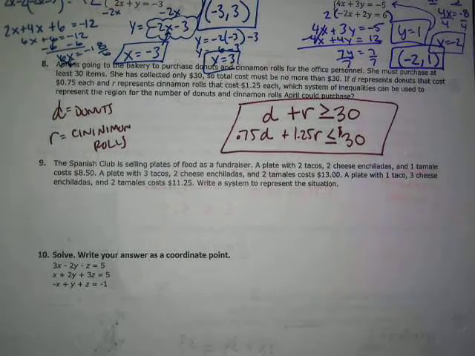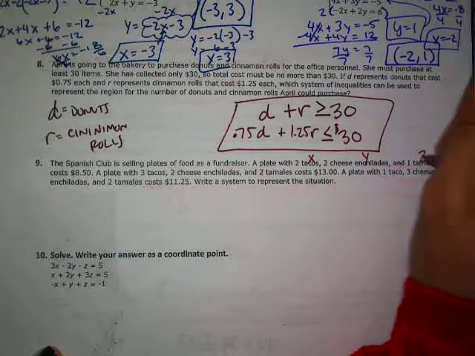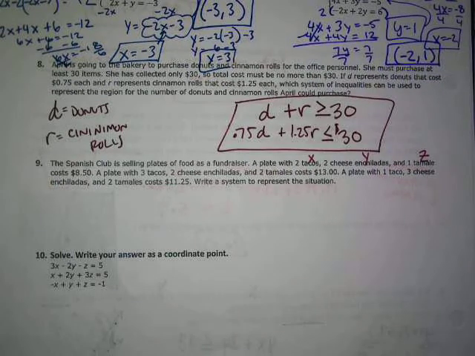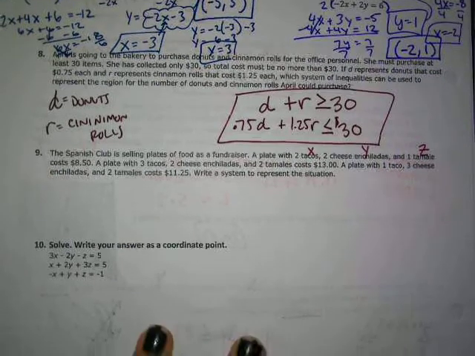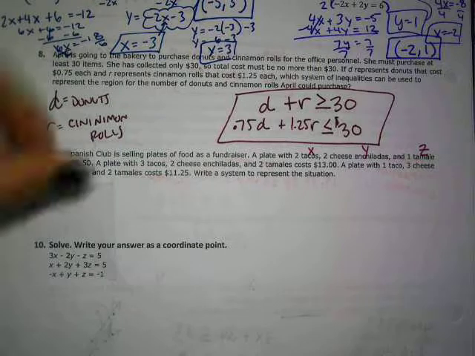On number 9. The Spanish Club is selling food as a fundraiser. A plate of tacos, we're going to say is X. Enchiladas, Y. Tamales, Z. So the X, Y, and Z are going to be the cost of tacos, the cost of enchiladas, the cost of tamales. And it gives me all 3 different situations.